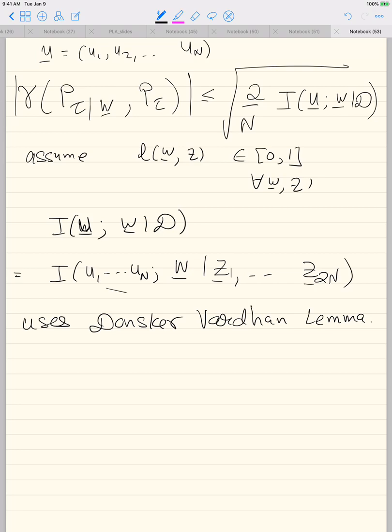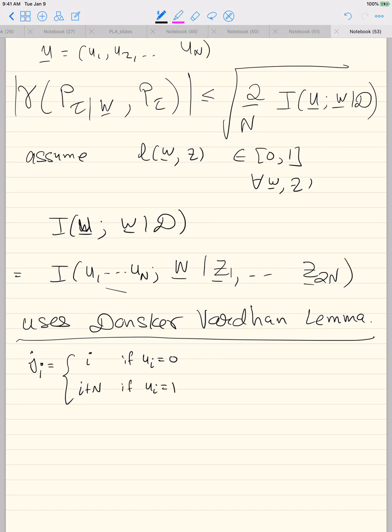Okay, so the function that the authors constructed was like this. To construct the function, let's define the variables J_i to be i if the indicator function is 0 and i plus n if the indicator function is 1, and we'll define the function J bar of i to be i plus n if the indicator function is 0 and i if the indicator function is 1.